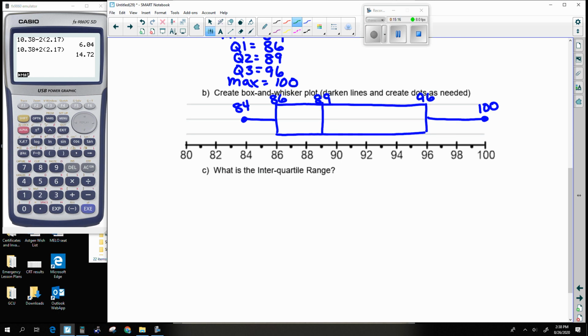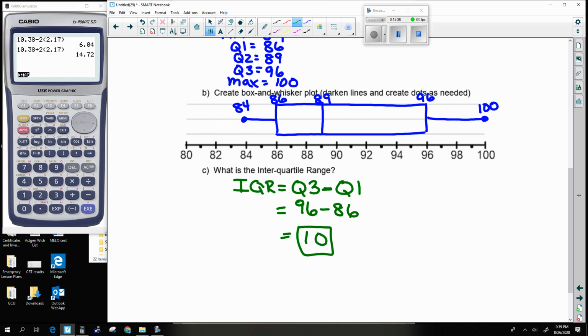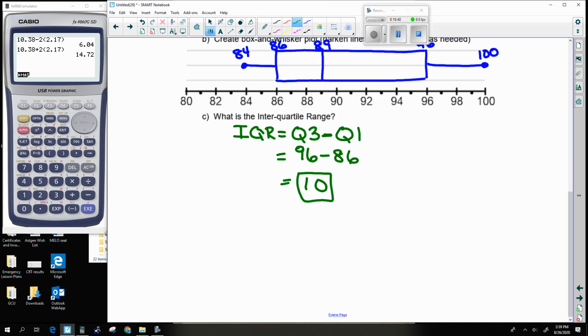What is the interquartile range? The interquartile range, a range of something, is the big minus the small. So the biggest quartile is always quartile 3, and the smallest quartile is always quartile 1. That's 96 and 86. Boom. That's it. Cash money.